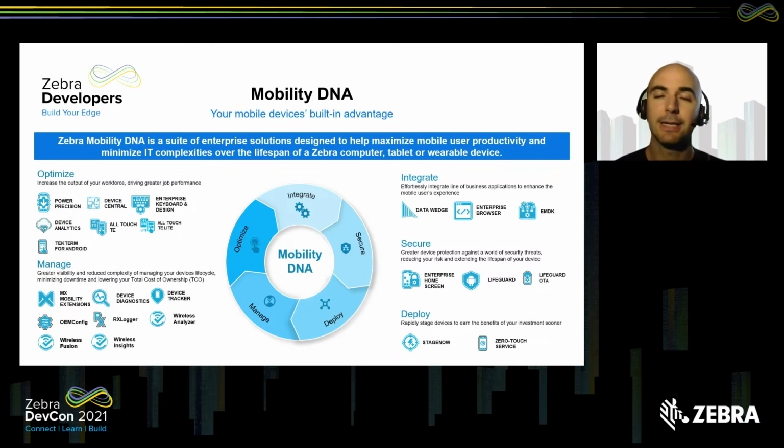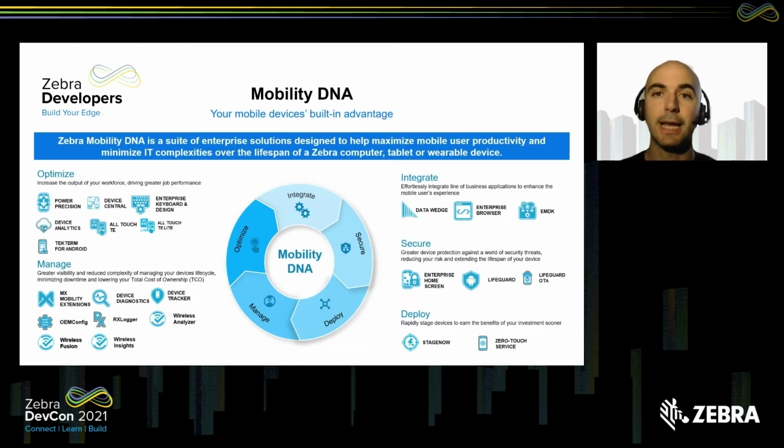Mobility DNA is a suite of enterprise applications that we offer that are designed to help maximize your mobile users' productivity while minimizing the IT complexities involved in managing a mobile fleet of devices. Our goal is to offer you secure solutions for every stage of your device lifecycle, including staging, management, and support. The goal of Mobility DNA is to really simplify the life cycle of your device and lower the total cost of ownership, helping you drive greater business outcomes.